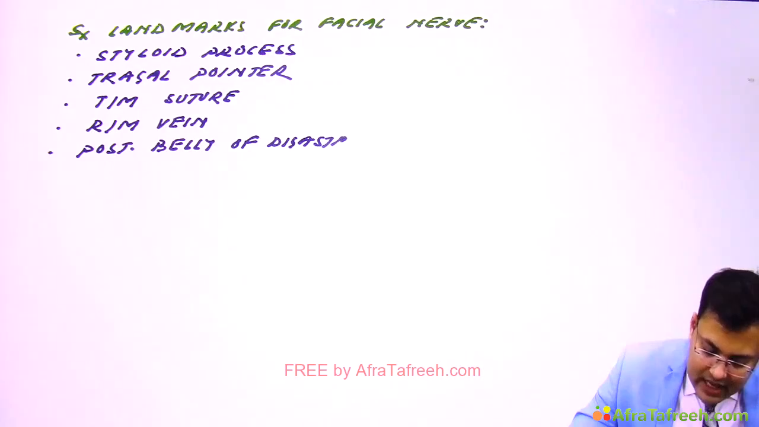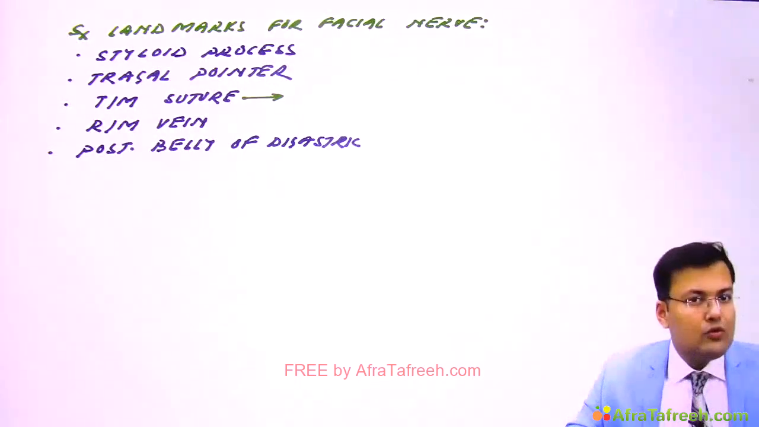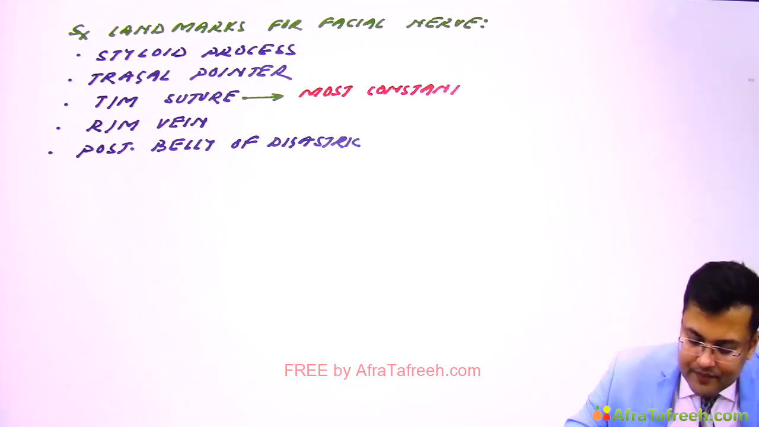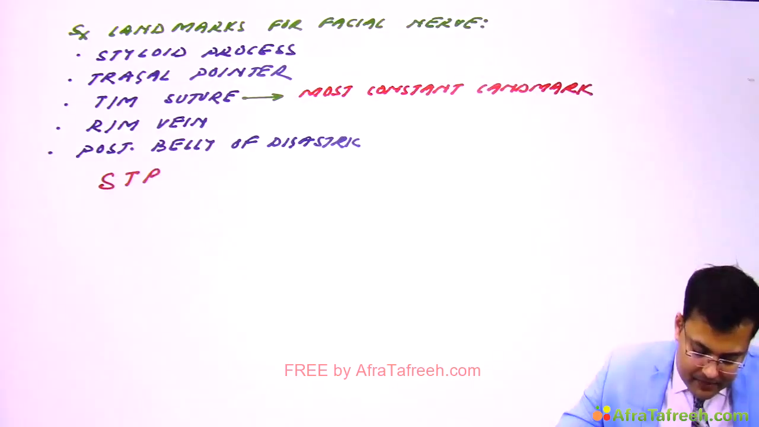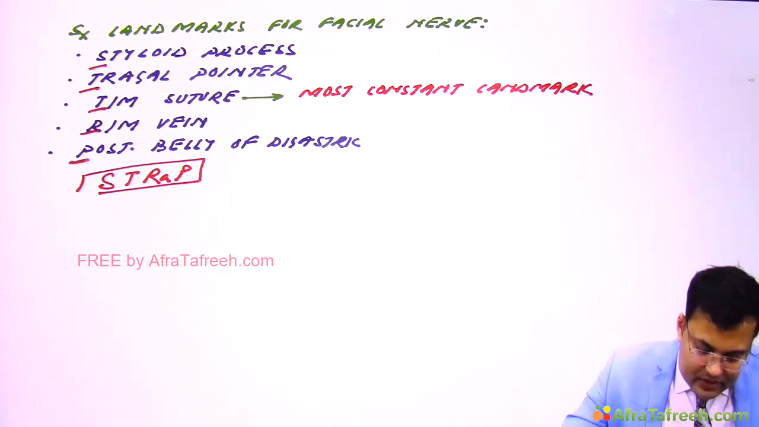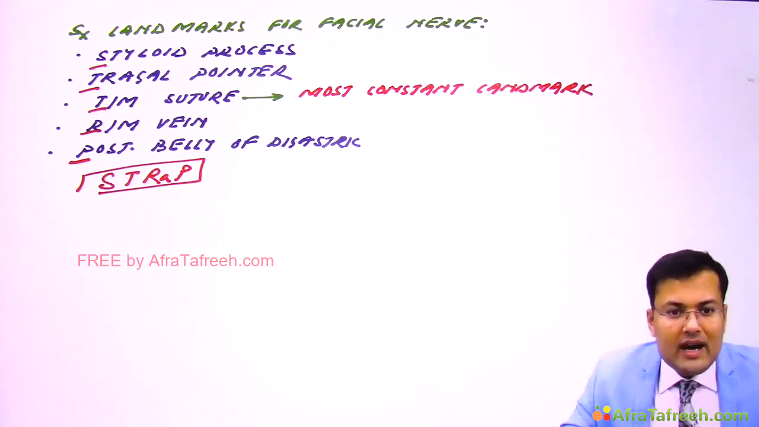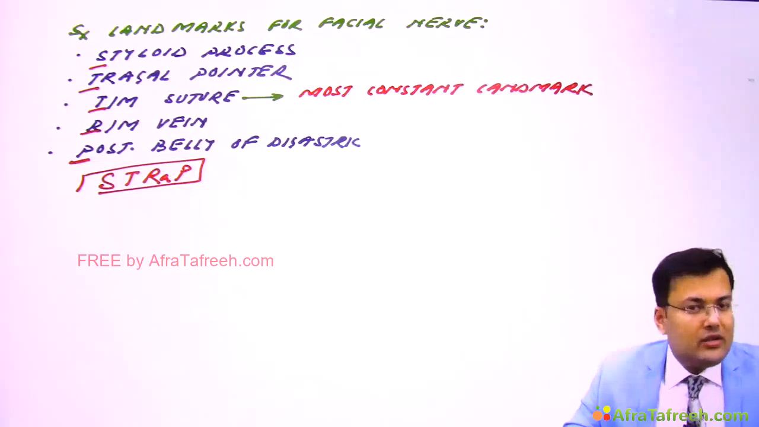And this question was asked in NEET. What was the question? What is the most constant landmark? And the most constant landmark is the tympanomastoid suture. Simple. So how to remember? It's very easy to remember, and the mnemonic is STRAP. S means styloid process, T tragal pointer, tympanomastoid suture, RA that's retromandibular vein, and P that's posterior belly of digastric. So these are the landmarks.